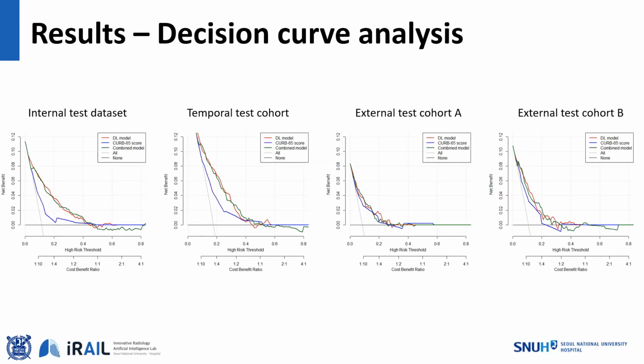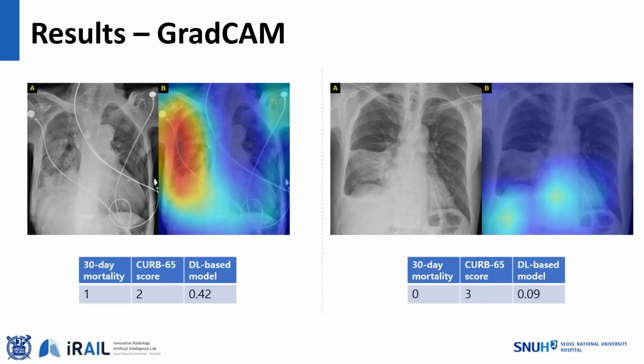The following are the decision curve analysis results. The slower the left side of the graph falls, the more advantageous it is in terms of benefits to discover risks, and the slower the right side falls, the more advantageous it is in terms of cost. The deep learning model and combined model exhibited higher net benefit than the CURB65 score in internal test dataset and temporal test cohort when the benefit of hospitalization of high-risk patients is greater than the cost of hospitalization of low-risk patients.